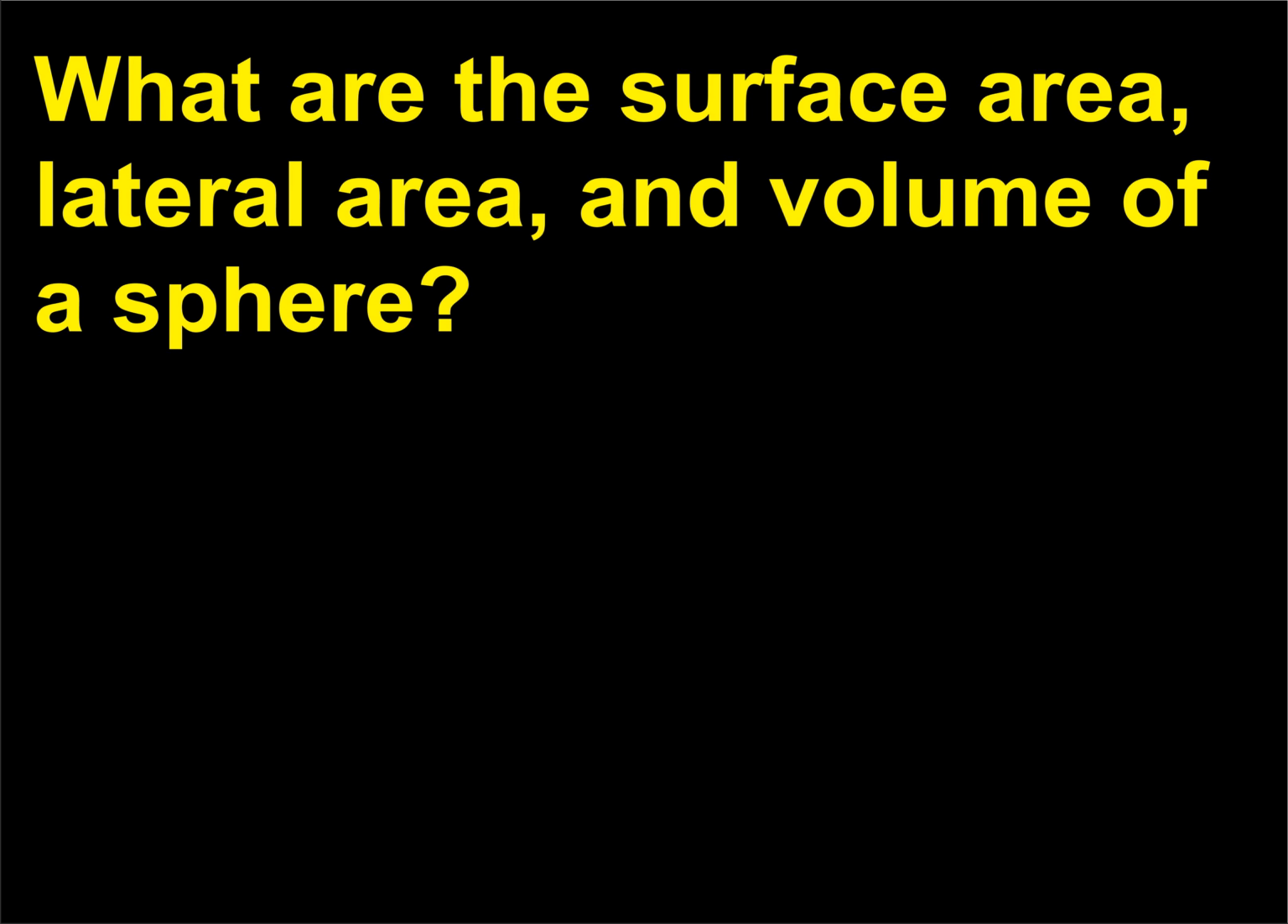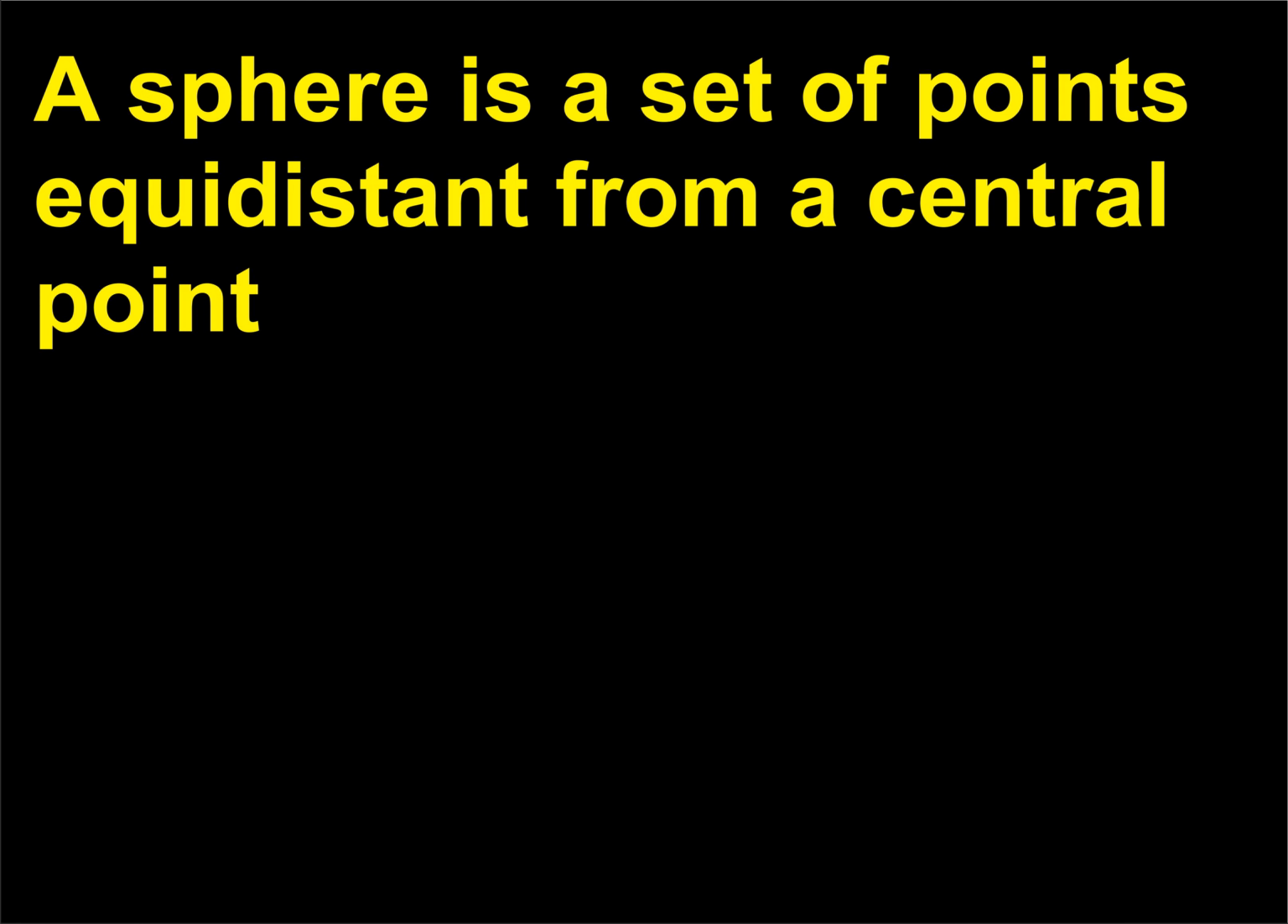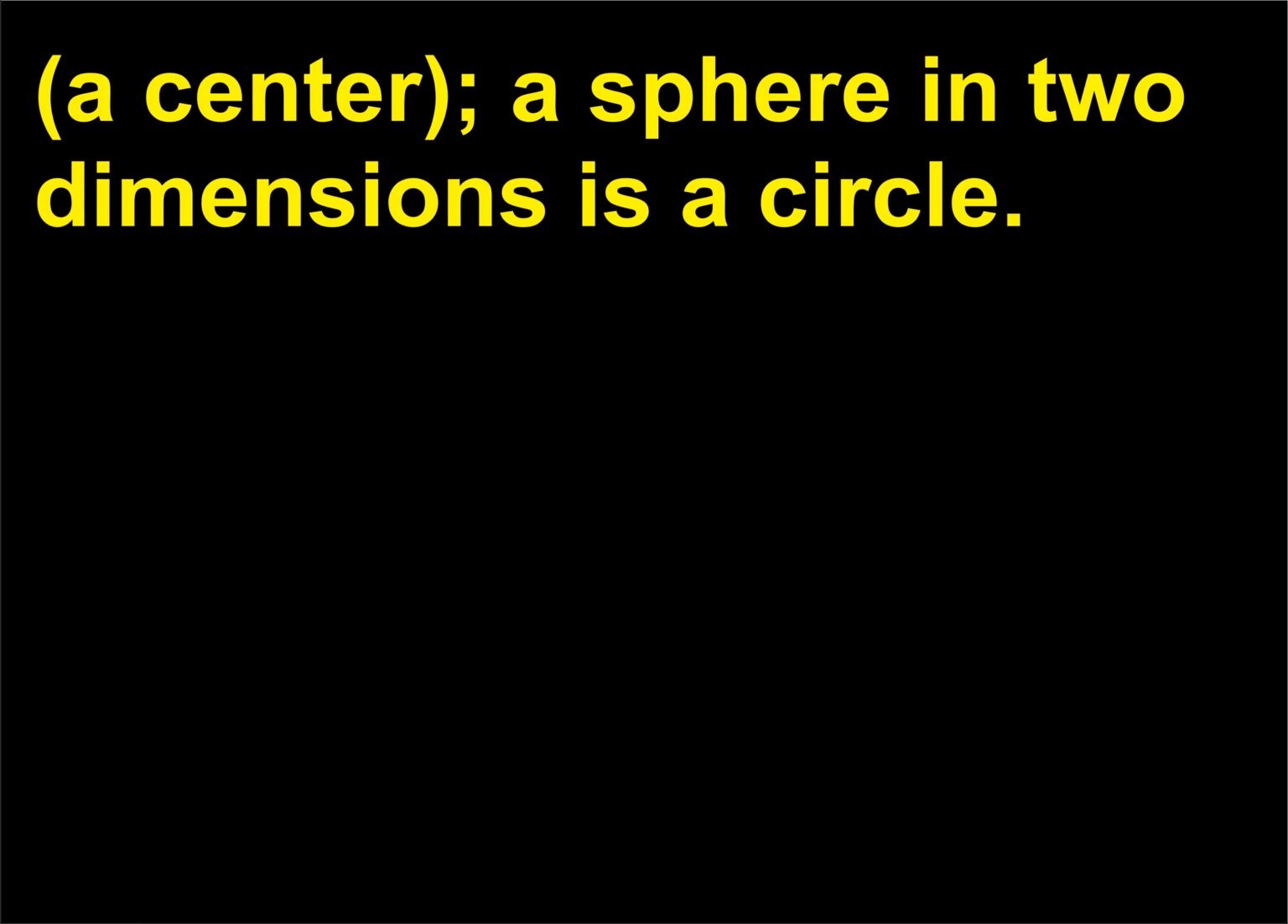What are the surface area, lateral area, and volume of a sphere? A sphere is a set of points equidistant from a central point. A sphere in 2 dimensions is a circle.